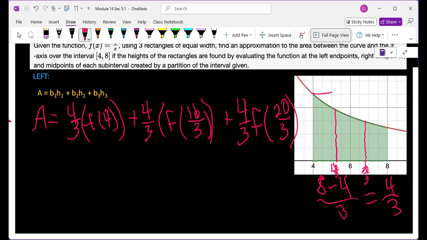So as far as the picture goes, when we're doing the left, this is the actual area we're finding. And from the picture, because this graph is strictly decreasing, this is going to be an overestimate of the area under the curve. It's going to be a little too big.